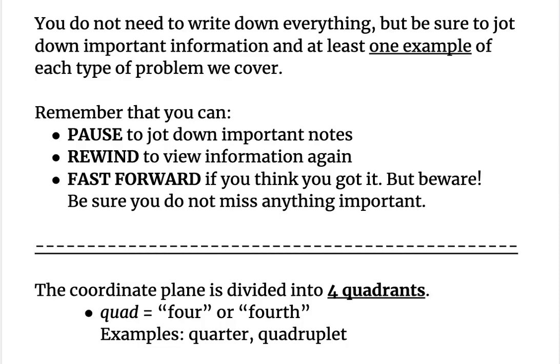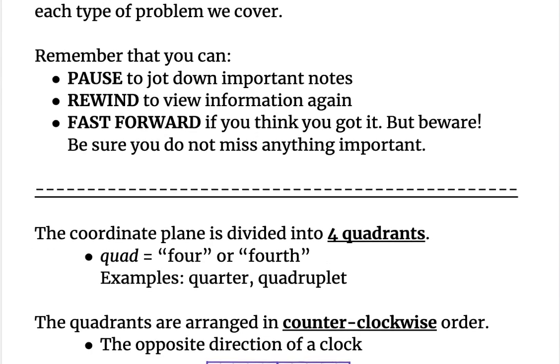It comes from the prefix quad meaning four or fourth. Examples of other words that have quad in the beginning are quarter, so there are 4 quarters in a dollar, 4 quarters in a football game. Quadruplet means that you have 4 siblings that were born at the same time, kind of like a triplet or a twin. So 4 quadrants make up the coordinate plane. Make sure you have that jotted in your notes.